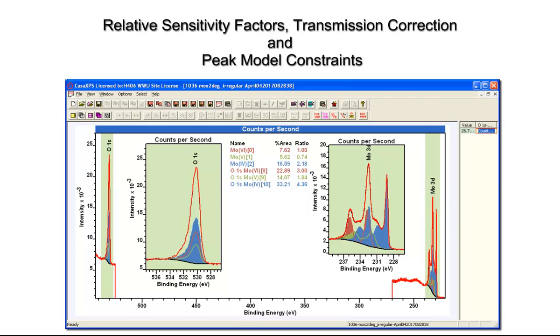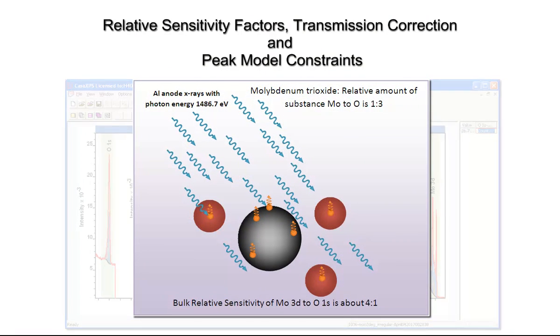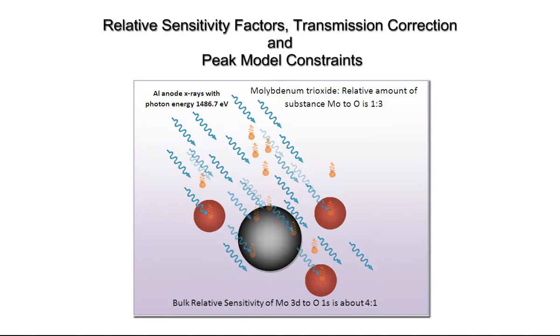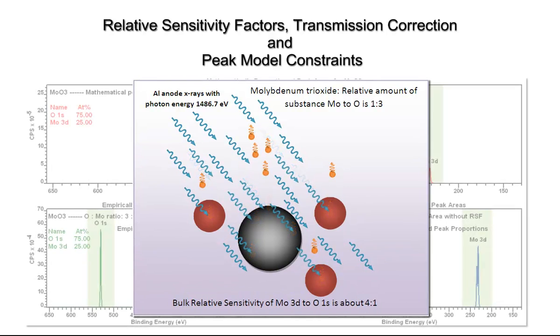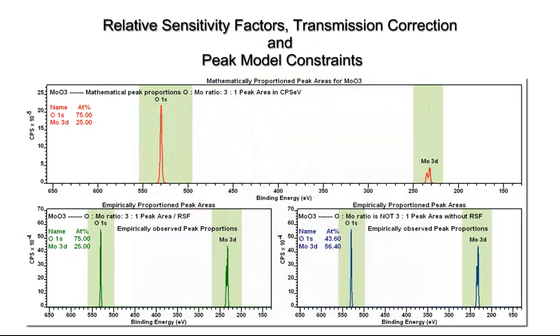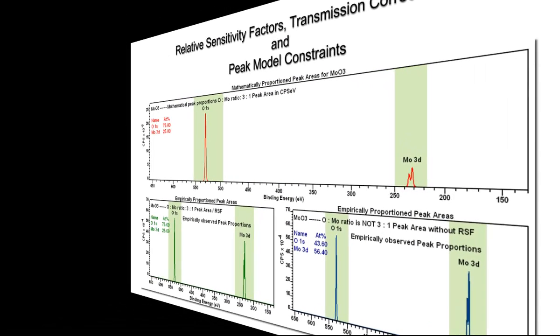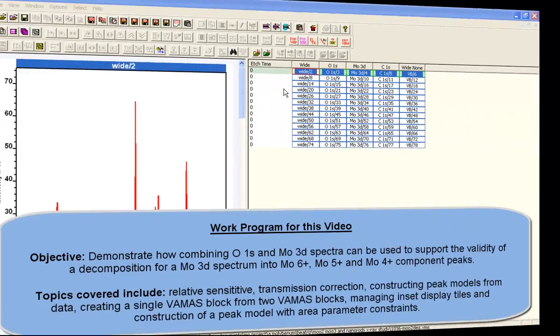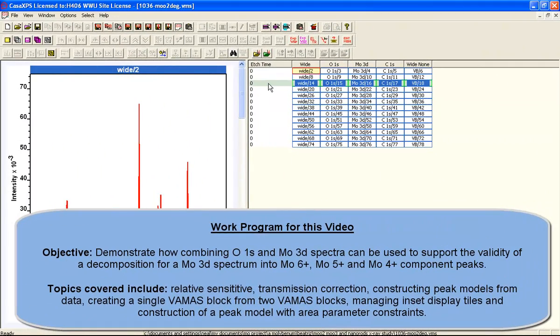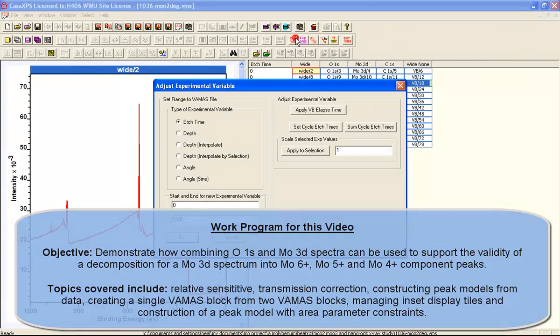A peak model containing a range of oxidation states for molybdenum ought to have corresponding intensities in the oxygen peak. So if we understand the amount of substance involved and the relative sensitivity of molybdenum 3D to oxygen 1S, we ought to be able to construct a peak model where we can demonstrate that the molybdenum 3D peak model has a corresponding set of intensities within the oxygen 1S.